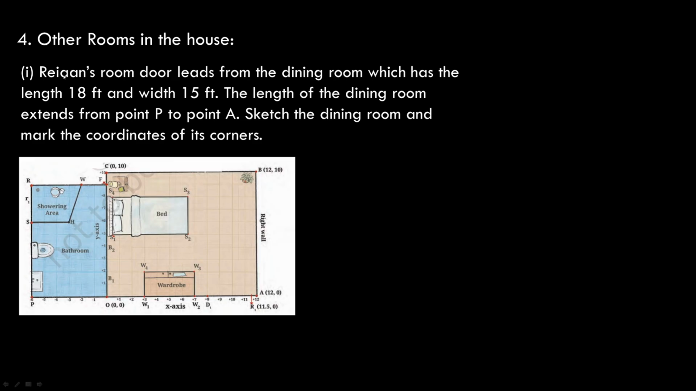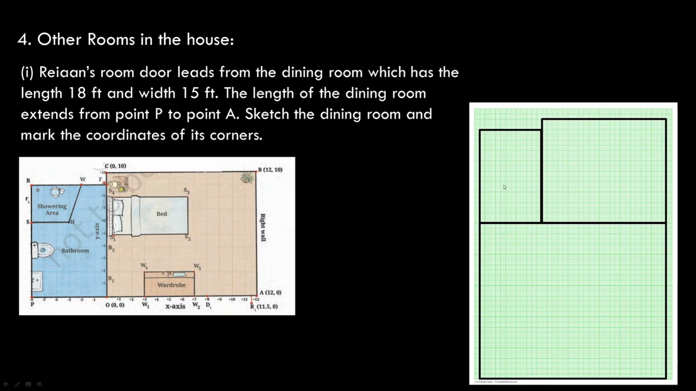Other rooms in the house. Rian's room door leads from the dining room, which has the length 18 feet and width 15 feet. The length of the dining room extends from point P to point T, so we need a graph, and we also have this along with it. These are the rooms and here are the axes. So this room is basically this bedroom, this room is this bathroom, and this bottom big room is his dining room. This area which I have marked in purple is his dining room, 18 feet long and 15 feet wide.